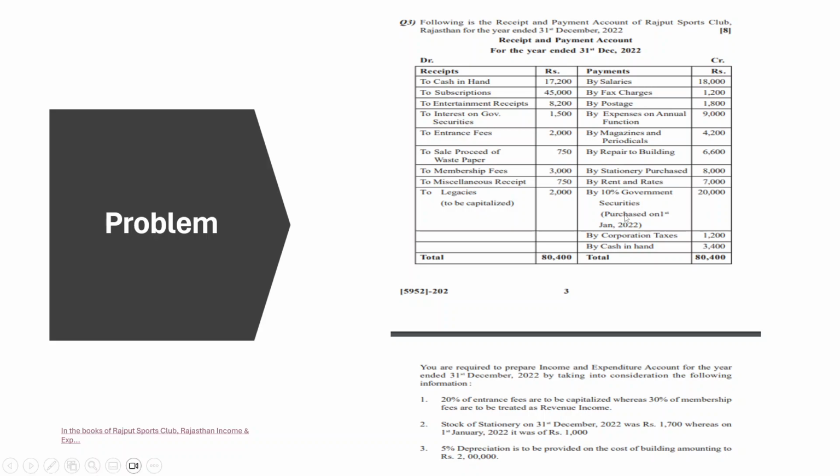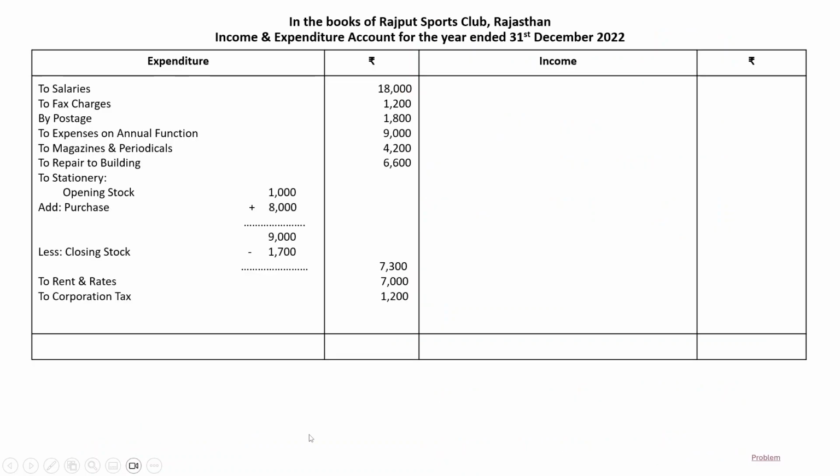So for this 10% government security purchased on 1st January 2022, we have to show the effect on this amount. So we will show it later, while showing the interest on government securities on the income side. Clear? The next amount given is corporation tax. What is this? This is revenue expenditure. So show the whole amount there on the expenditure side. To corporation tax 1200. Okay.